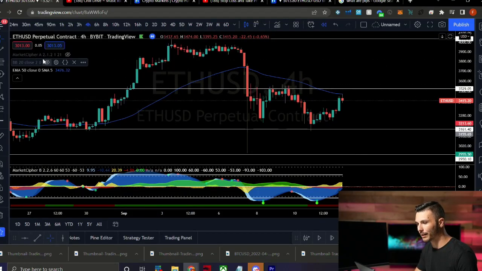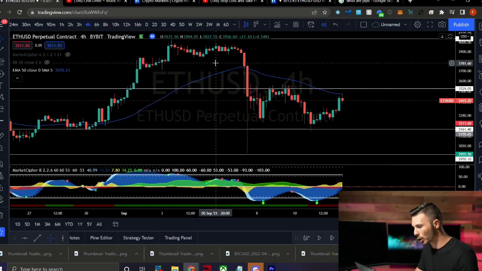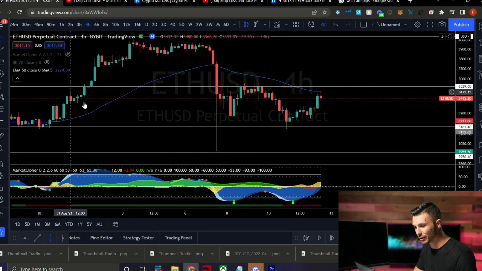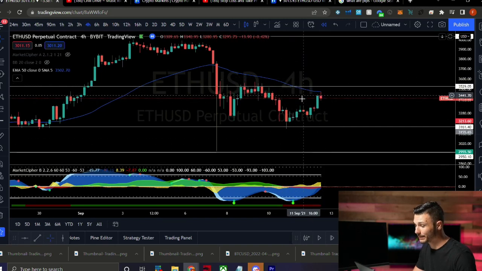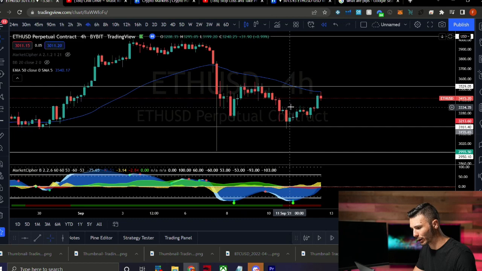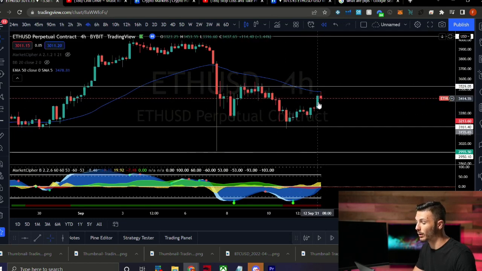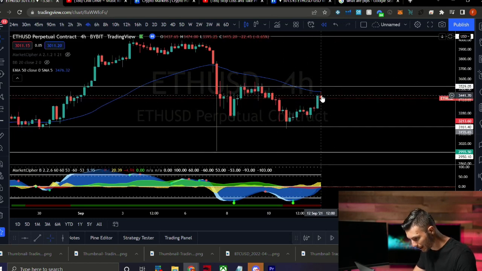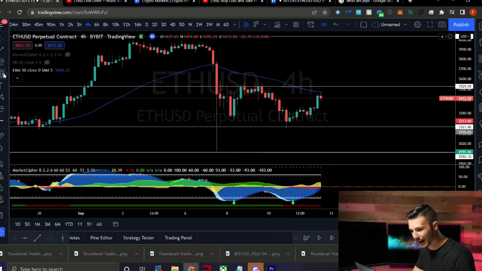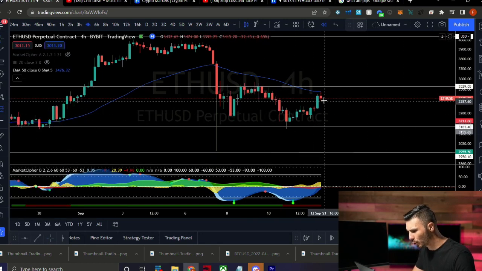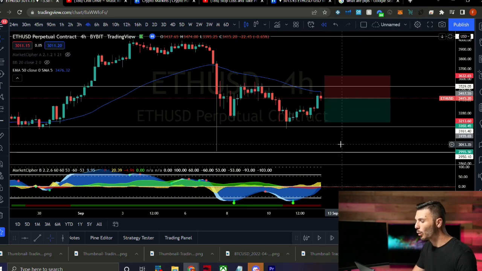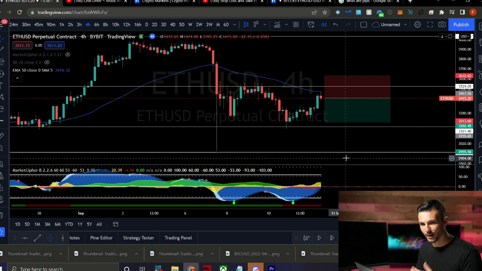So here we are on the Ethereum 4-hour chart. Let's just say you're looking at this chart. You are looking at your 50 period moving average right here, and you're seeing that you're coming up to test it, and you are noticing that you are below the moving average and you are looking for a short position. So you come up and you're testing this moving average. So let's go ahead and grab our short position tool and set it at the current price. Now, where do you set your take profit level?